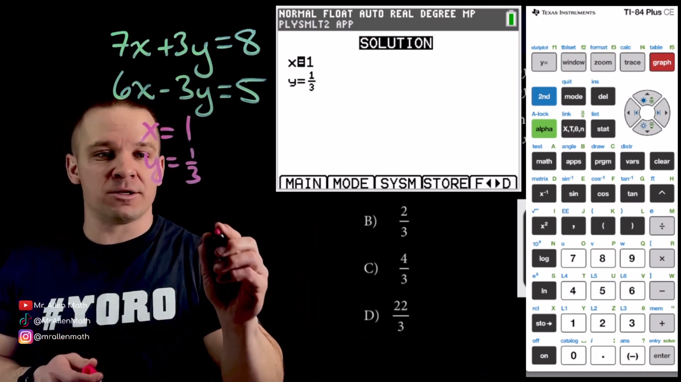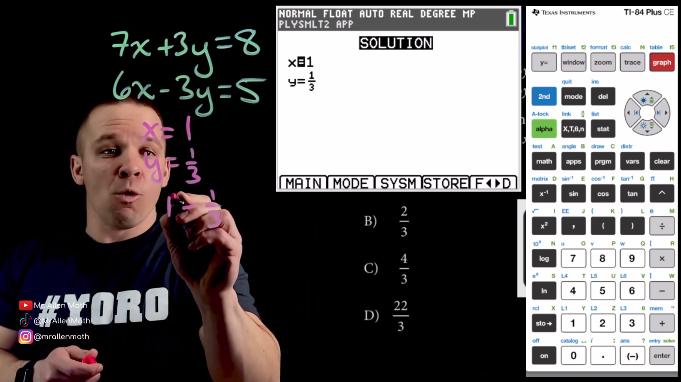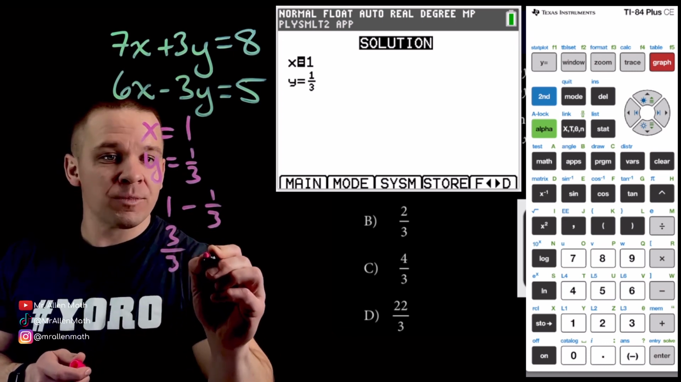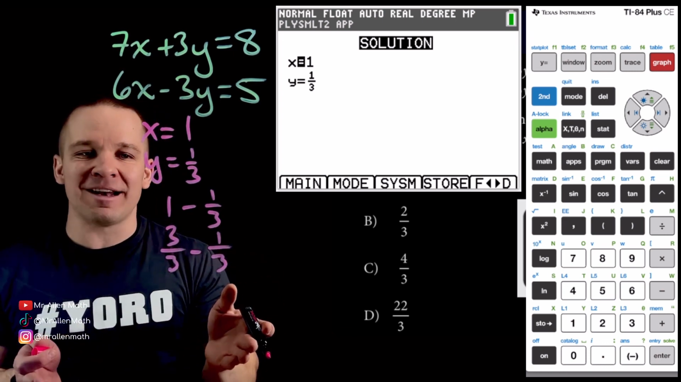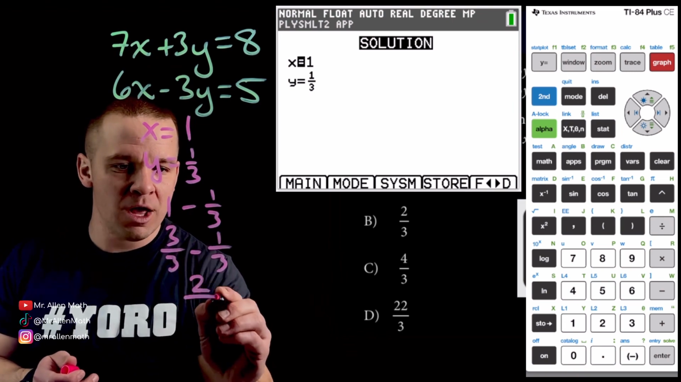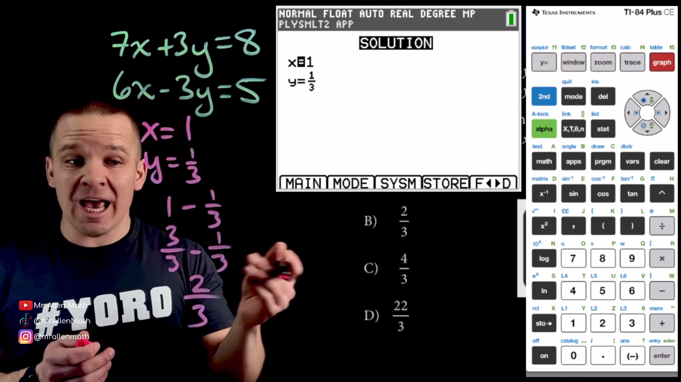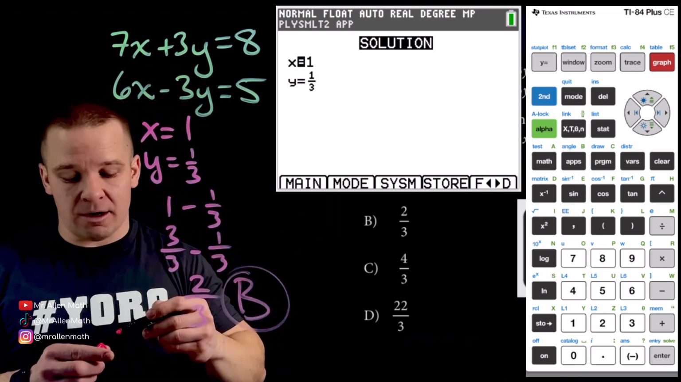If you don't remember how to do that, it's okay. 1 minus 1/3. 1 is the same as 3 over 3 minus 1 over 3. Now I have like denominators. 3 minus 1 is 2/3. What's my answer there? It is B. That's bussin'.